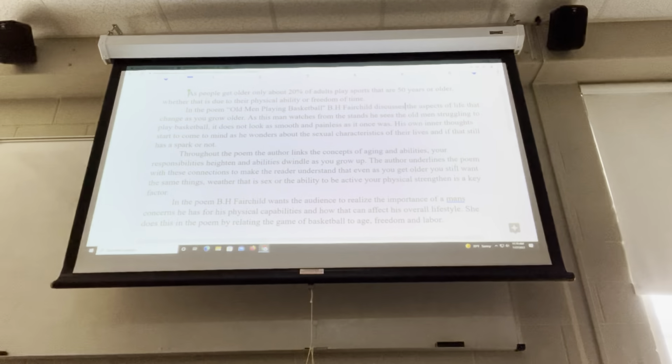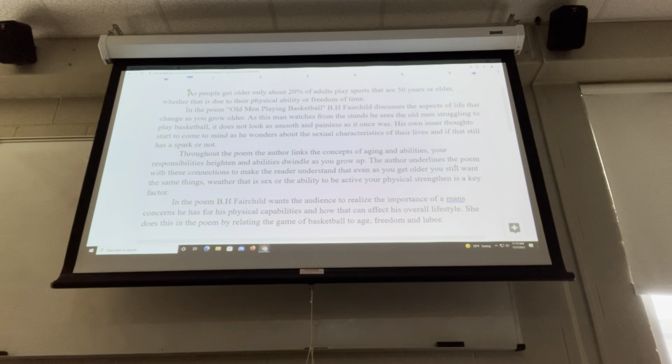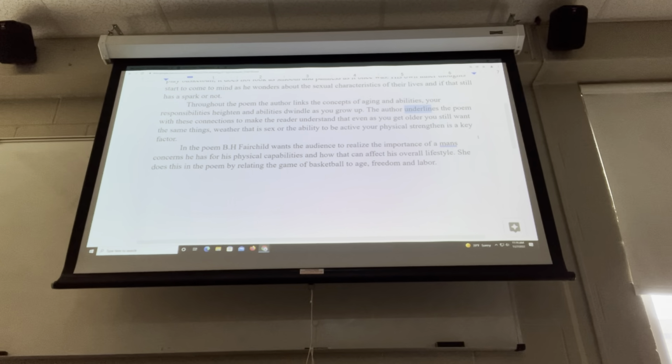Okay? We got two more examples. The other one is actually somewhat similar. All right. Here, the author underlines the poem with these connections to make the reader understand even, man, oh man, all right. I'm going to include the verb just because it starts this phrase. Apparently the author underlines something about the poem. Maybe we could keep that, that's debatable. The rest of it, with these connections to make the reader understand that even, we haven't said anything.